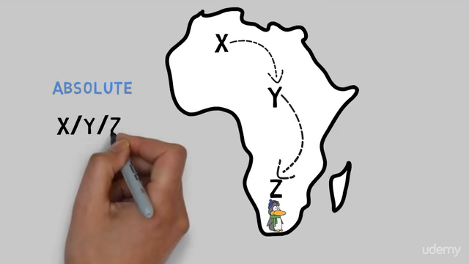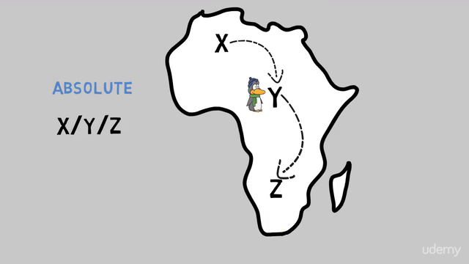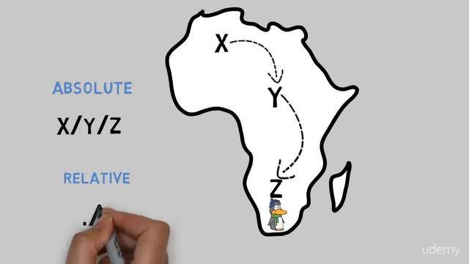And now imagine that on another day, Fluffy also wants to go to Z, but this time Fluffy is at Y. Then it will be easier for Fluffy to go to Z directly without going back to X, and so he takes the relative path, which is YZ. You can think of Y being the current directory at this time.